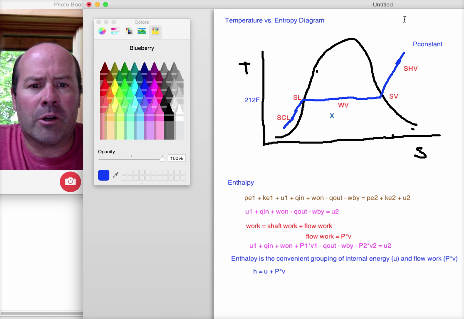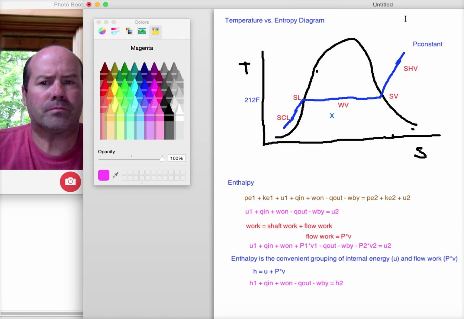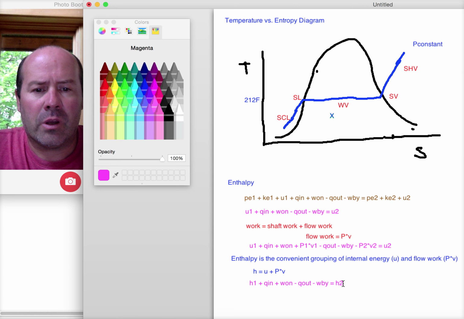And so I'm going to go ahead and rewrite the first law one more time now with the H's. So here we have the first law. It's got enthalpy, heat, work, on and in, heat, work, out and by, equals enthalpy. So the amount of energy transferred is equal to the change in enthalpy.